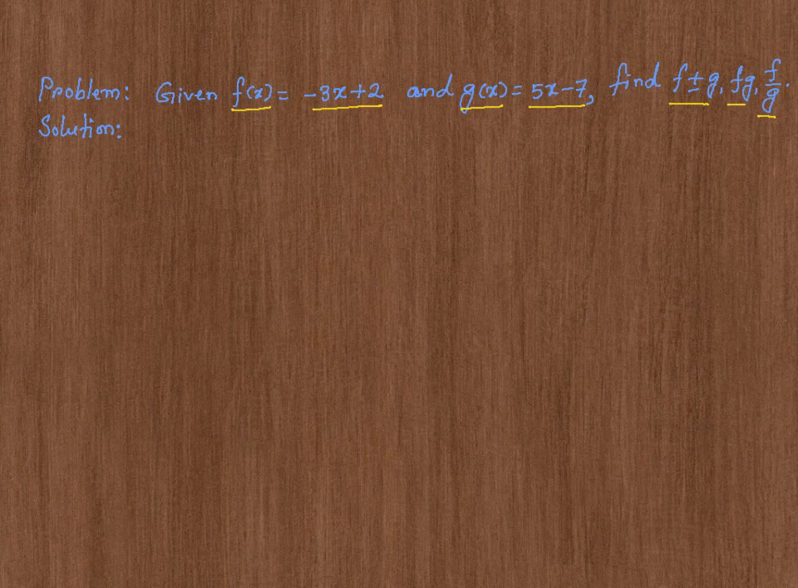So let's consider the first case, number 1. I would need to find f plus g of x, which by definition we define as f of x plus g of x. That is going to be my f of x, negative 3x plus 2, plus my g of x, 5x minus 7.